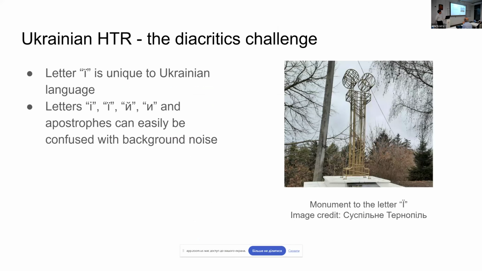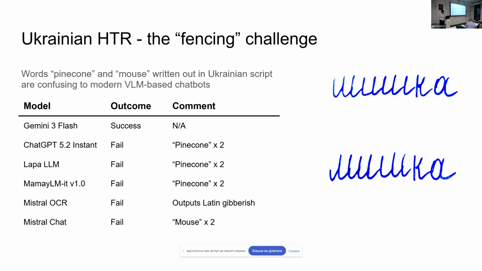And let's talk a bit about the specific challenges in the Ukrainian case. We have the letter Є, which is unique to the Ukrainian language, so it can't be easily transferred from other languages. And we have a lot of diacritics which can be easily confused with background noise. Okay, maybe this needs a citation.